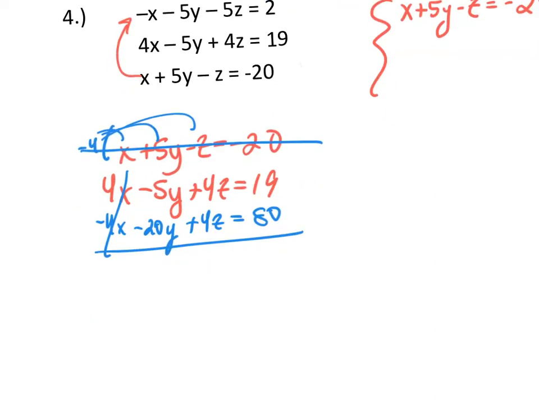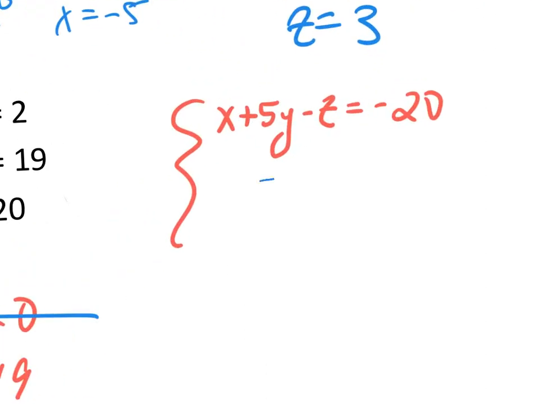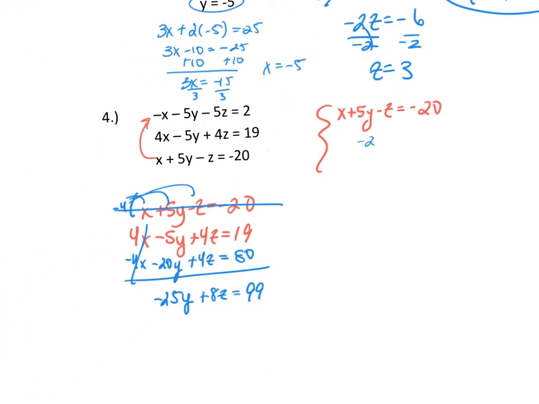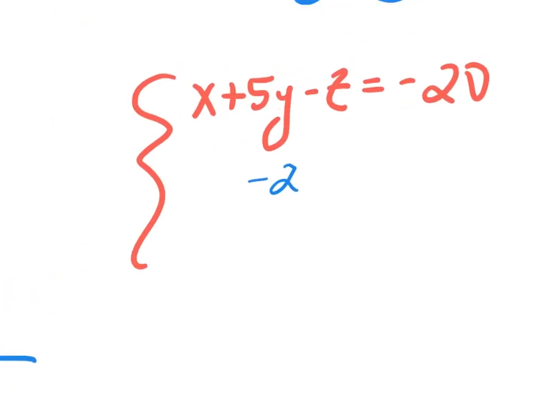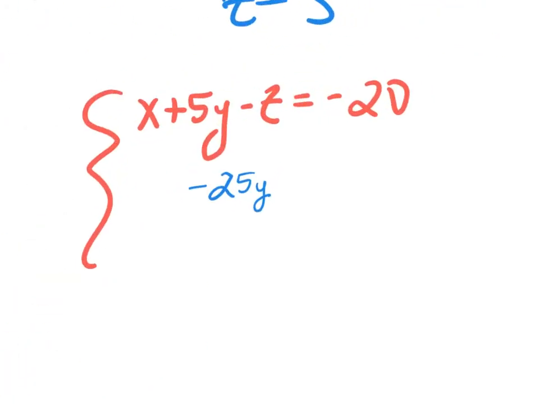So what am I left with? Negative 25y plus 8z equals 99. Questions, comments, concerns? Wait, negative 25. I did it like this the first time, and since I got a high number, I just changed it. I thought I did it wrong. Okay, well, let's work it out and see. This isn't the way I did it, but that's okay.